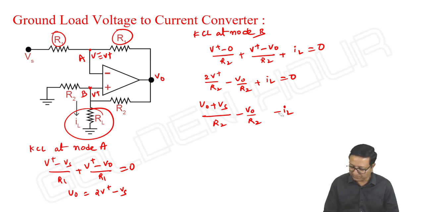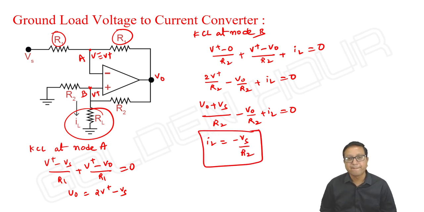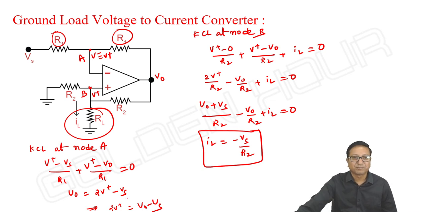Or I can write here how I to change it. So, what is IL then? It is equal to minus Vs by R2. That's it. Not required anyway, you can understand that. Like this, we can write.